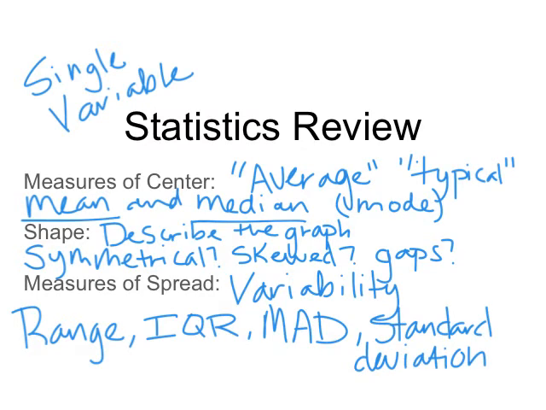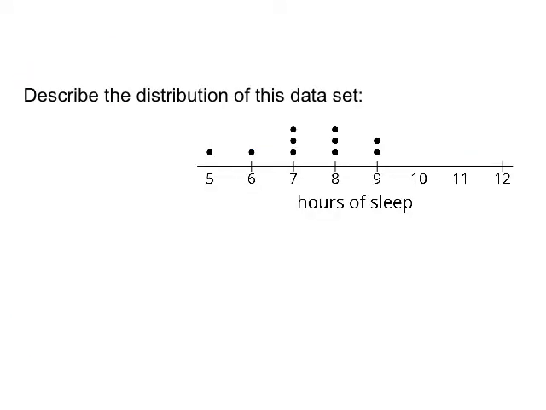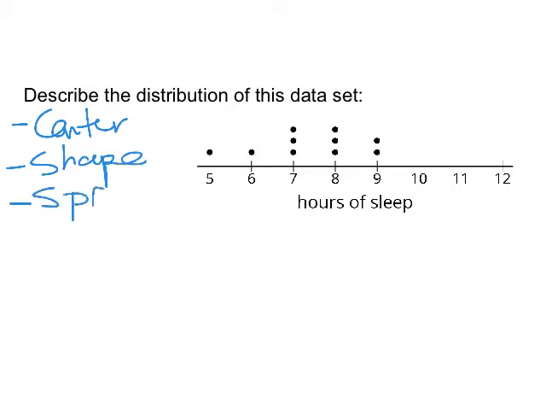All right, so let's do a few examples. Okay, so I'm going to give you a dot plot. This is the number of hours of sleep that some middle schoolers got. And I want you to describe the distribution of the data set. So remember, there's 3 things we need to be describing. We need to describe the center. We need to describe the shape. And we need to describe the spread. Now, we don't need to find all the measures for all of those, right? We can just pick one for each.